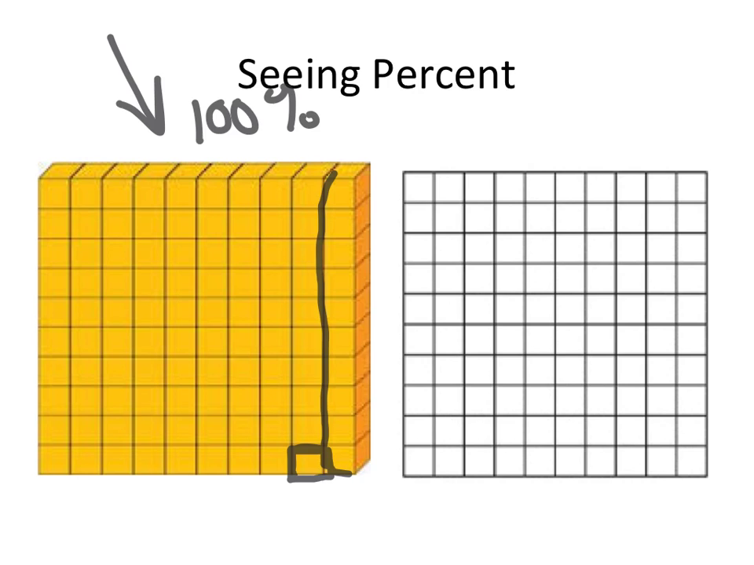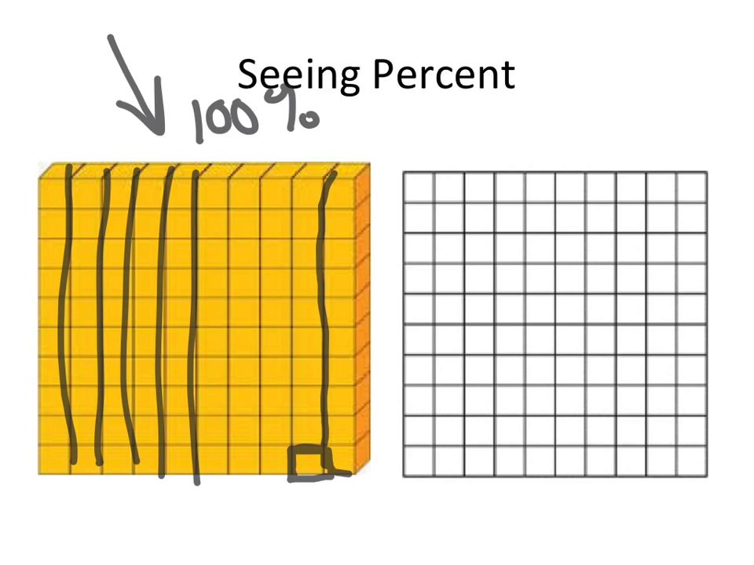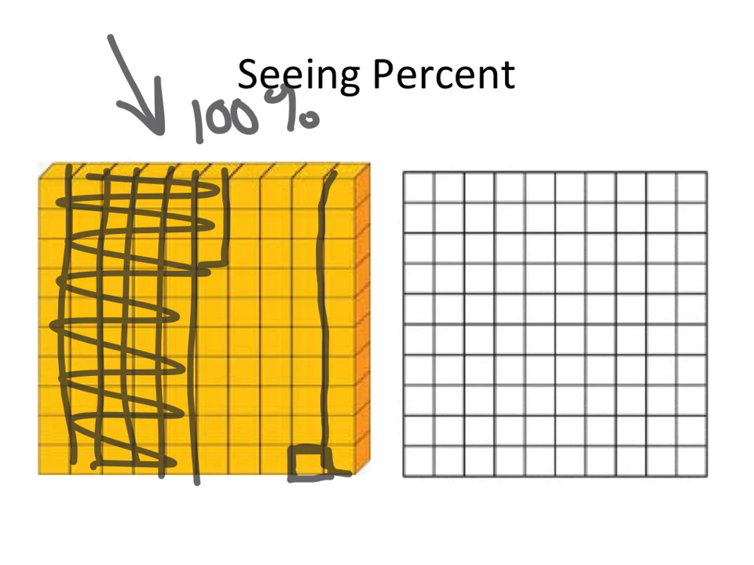So if we ask them to take base 10 blocks and show us 53%, we might actually have them take the tens strips and put them on top of the 100% block. So they'd put one strip here, 2, 3, 4, 5, and then they could add the hundredths, 1, 2, 3, to show 53%.